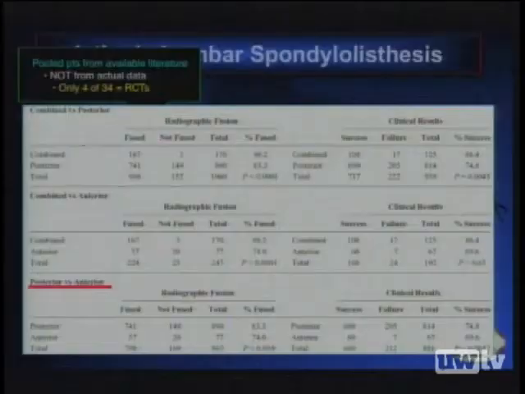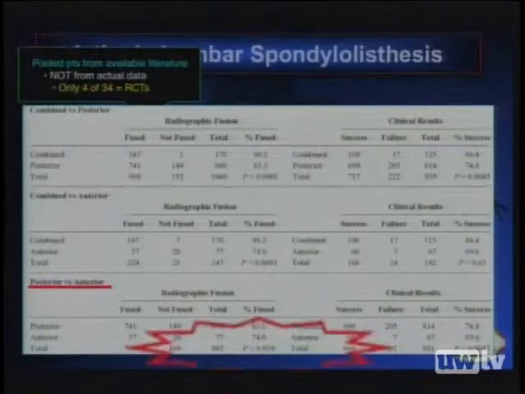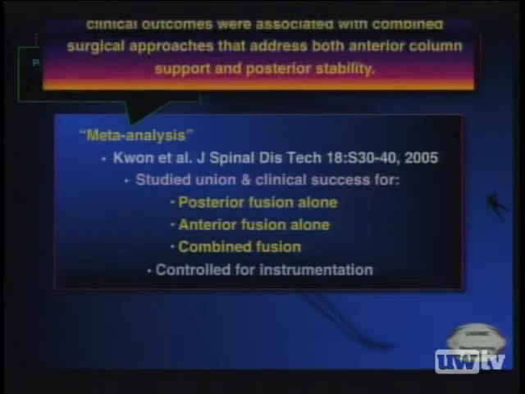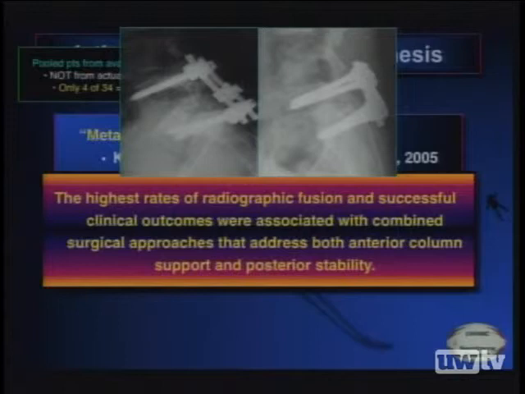Posterior versus anterior was a little different. They both appeared to fuse, but the patients liked the anterior interbody. At least their report of satisfaction was associated with getting that anterior interbody support. The conclusion there was that the highest rate of radiographic fusion and successful clinical outcomes was associated with the use of anterior support. And I know subjectively, the incidence of screw pullout and instrumentation failure really kind of became minimal after we started focusing on getting that anterior support.